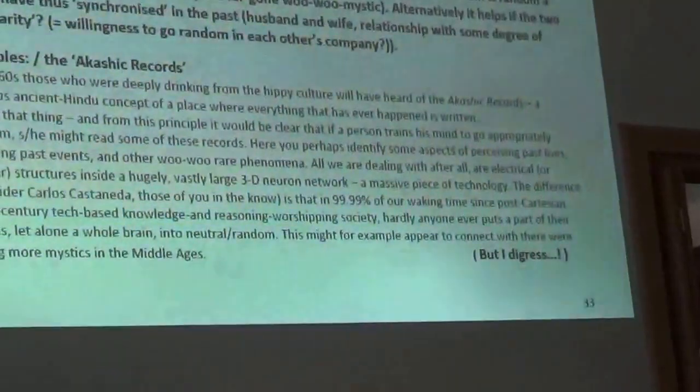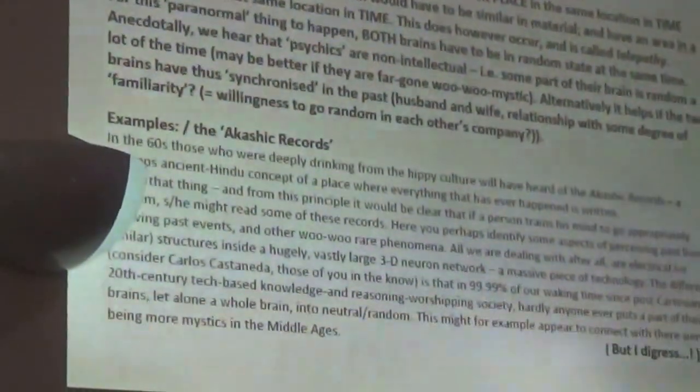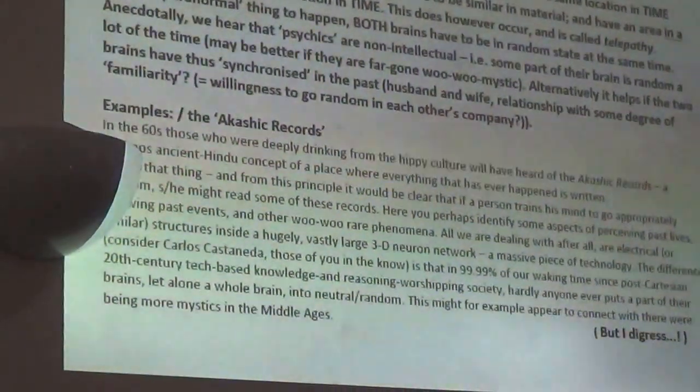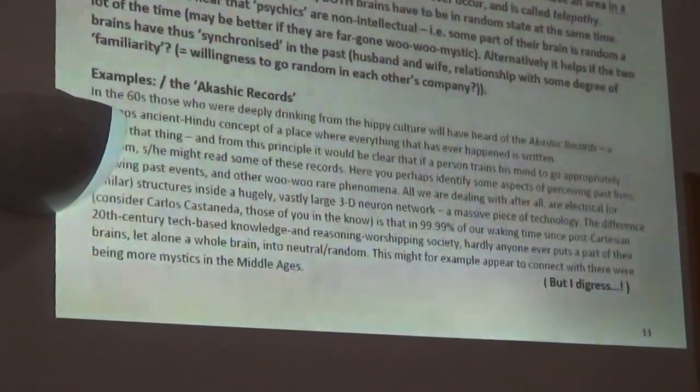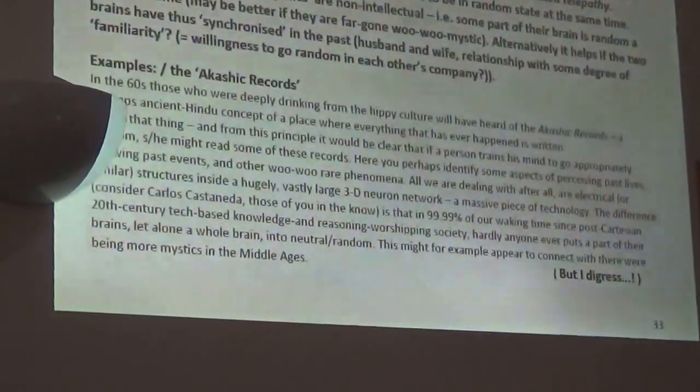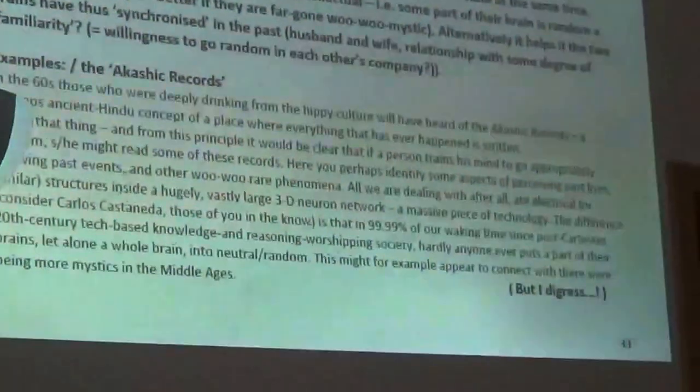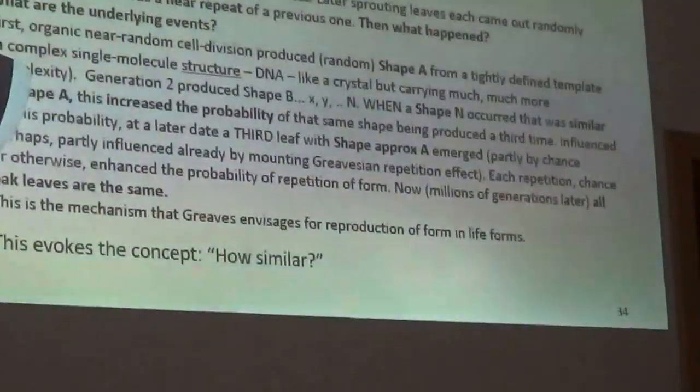All we're dealing with, after all, are electrical and similar structures, as understood by some rather advanced thinking about physics, maybe inside a huge, vastly large 3D neuron network, a large piece of technology. That's all it is. It's not mystic. It's in there. If you've read Castaneda, you'll know that 99% of our waking time, since post-Cartesian 20th century tech-based, reason-worshipping society was brought to the fore, hardly anyone ever puts their mind into random state. It's a thing of the Middle Ages, mystics.